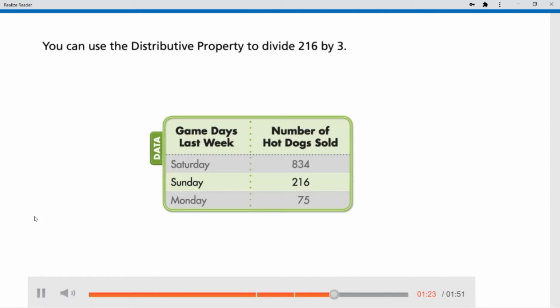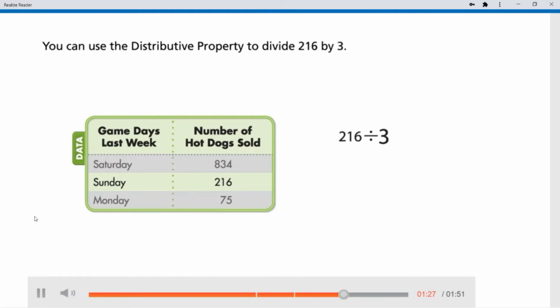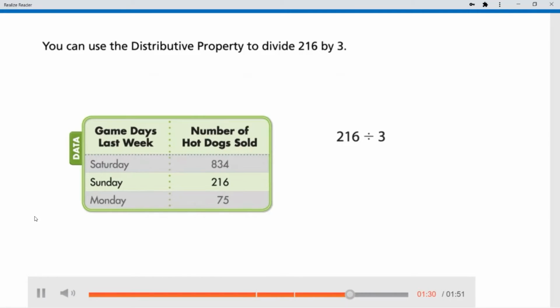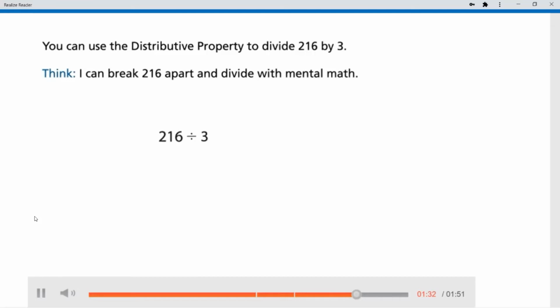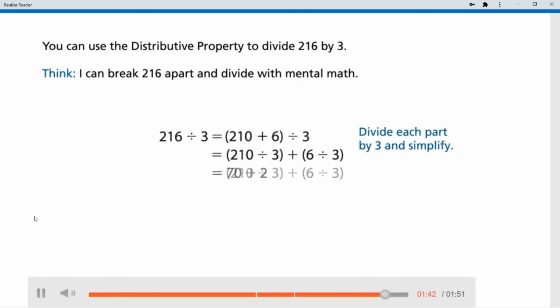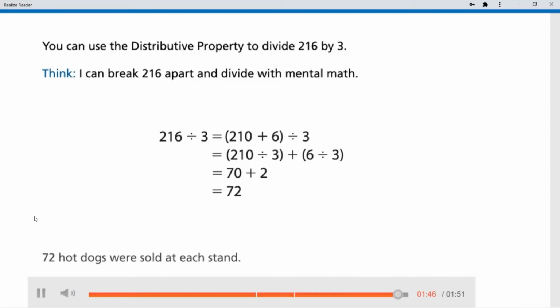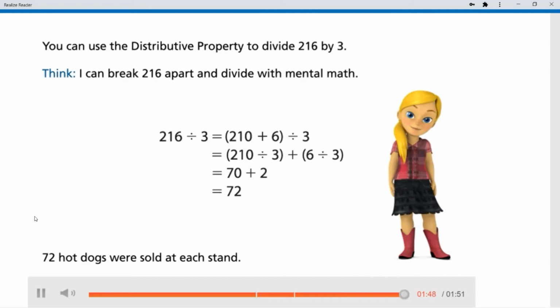You can use the distributive property to divide 216 by 3. Think, I can break 216 apart and divide with mental math. 216 equals 210 plus 6. Divide each part by 3 and simplify. 72 hot dogs were sold at each stand.